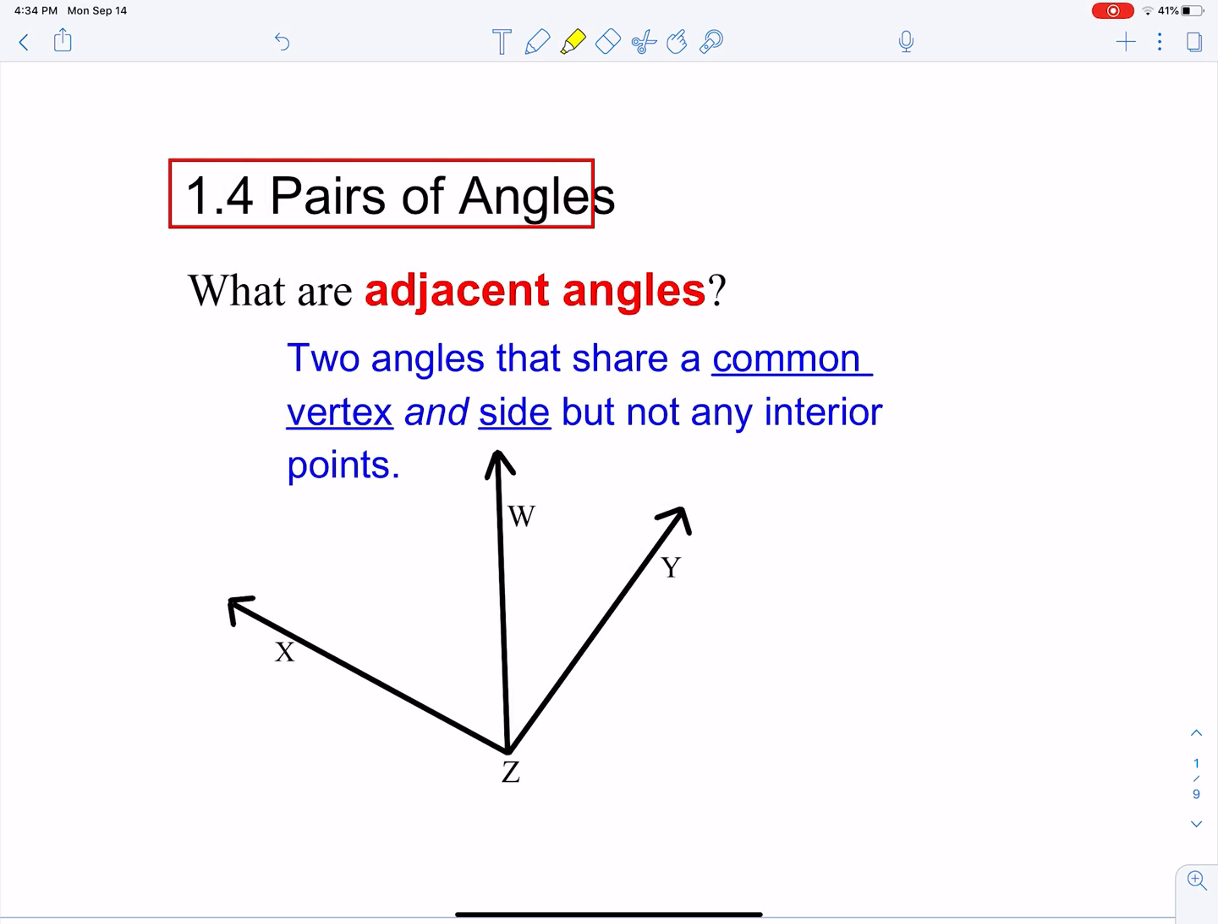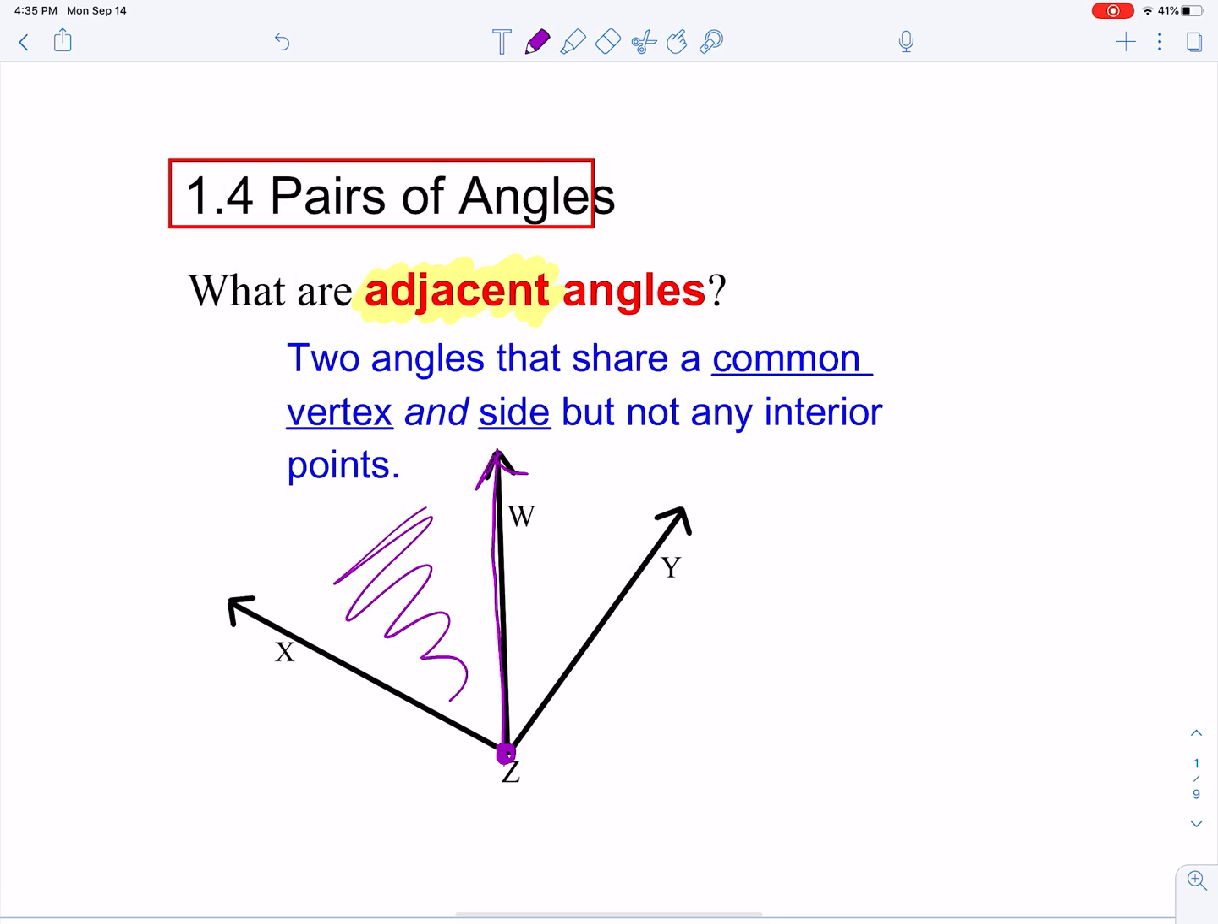Section 1.4, pairs of angles. We're starting off with adjacent angles. Adjacent angles are two angles that share a common vertex and a side, but do not share any interior points.